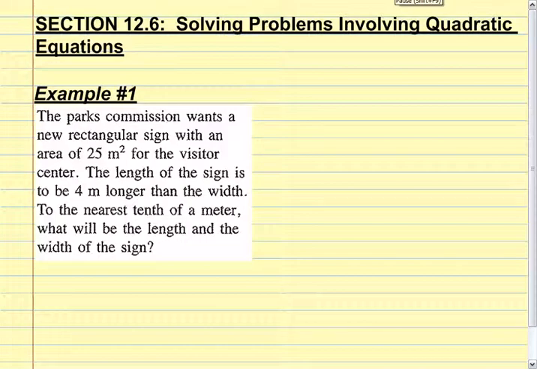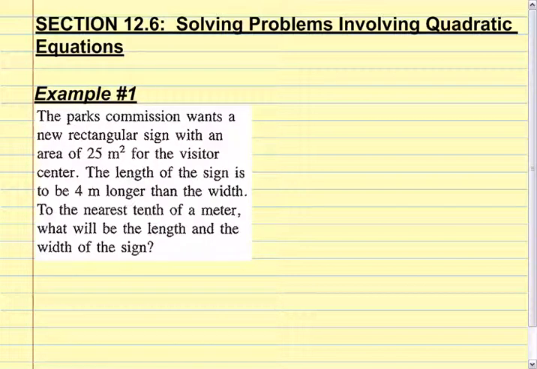12.6, solving problems involving quadratic equations. It's not that hard. We know how to solve quadratic equations. We can factor them. We can use the quadratic formula. We can complete the square. We have three different ways that we can solve quadratic equations, okay? Let's see if we can apply that to these word problems.